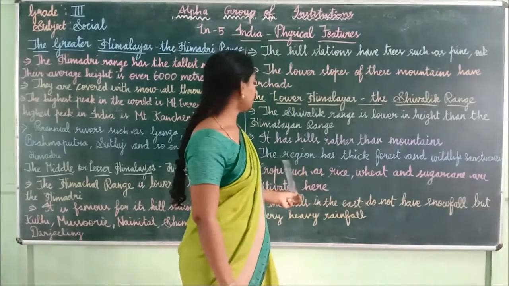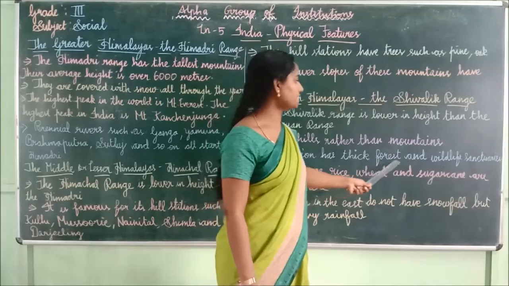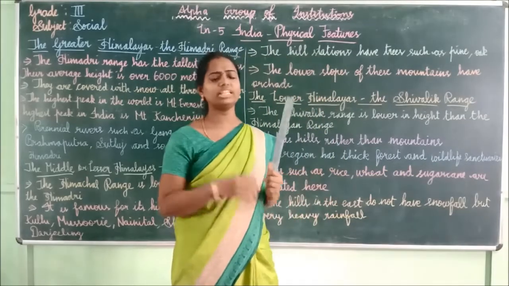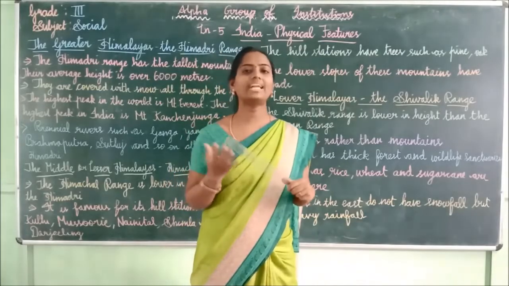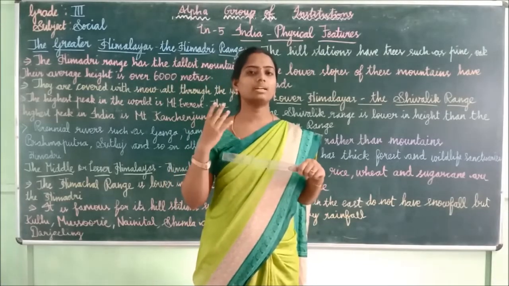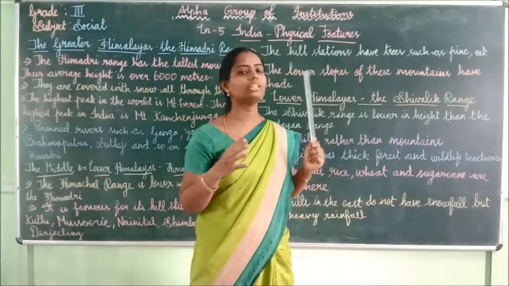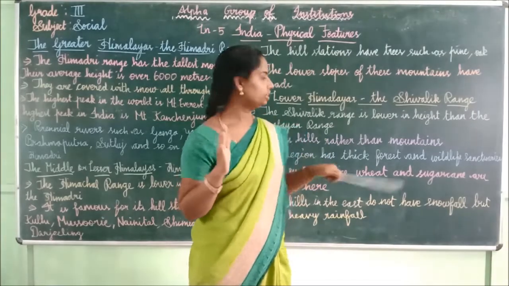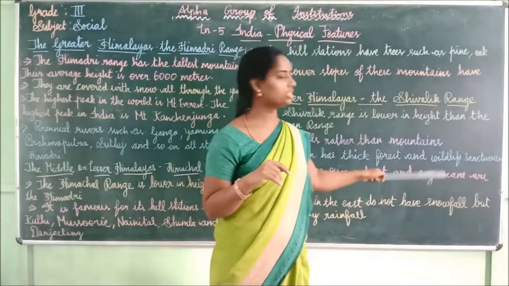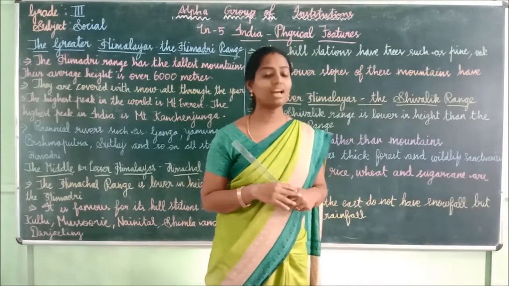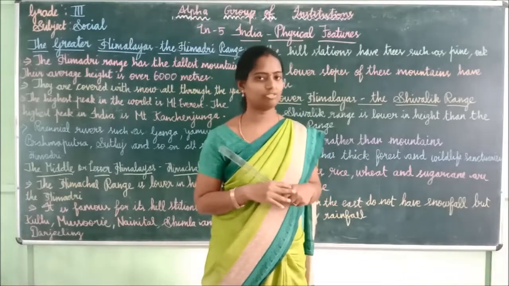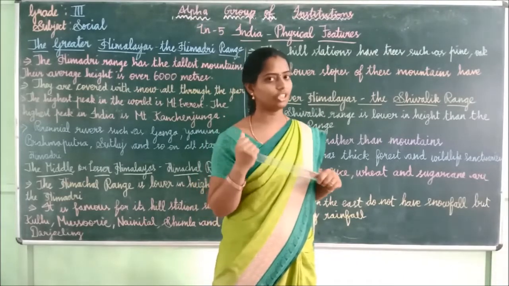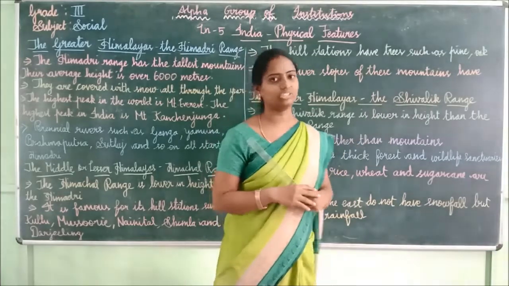Okay, and then the region has thick forest and wildlife sanctuaries. The region is full of very thick forest and also wildlife sanctuaries, which means the forest is covered with wild animals such as lion, tiger and so on, you know? So this region is full of thick forest and we can call it a wildlife sanctuary, which means mostly wild animals live there. In which region, children? In the Shivalik range.